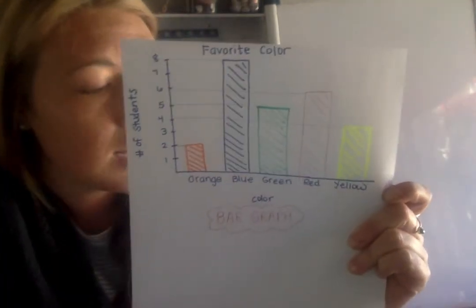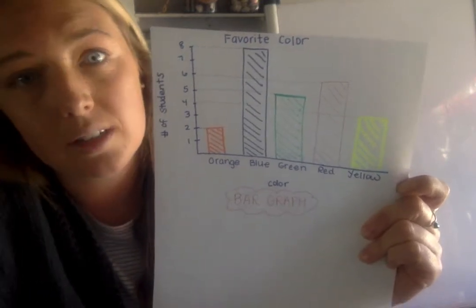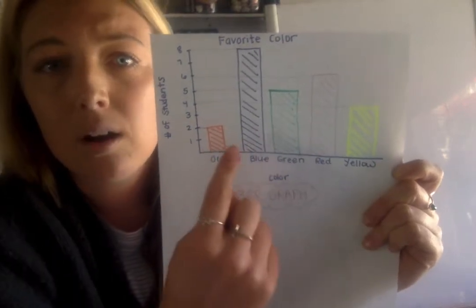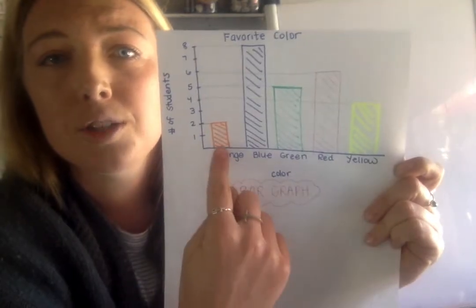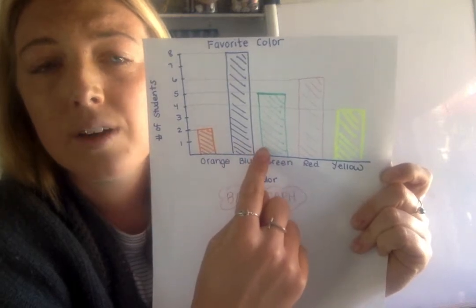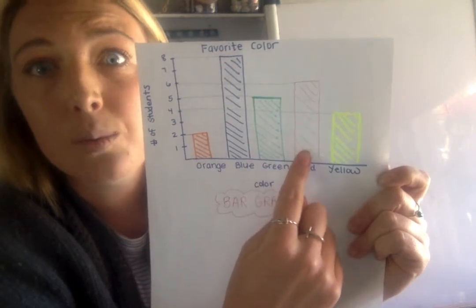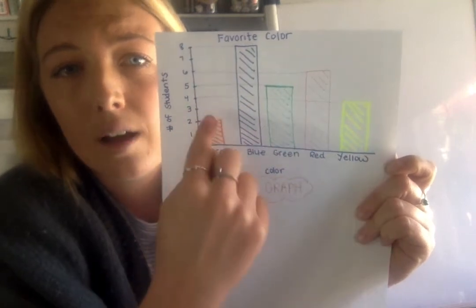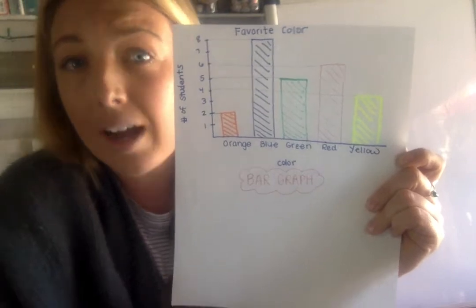What about how many students did not choose yellow as their favorite color? That means I want to add up all of the data of all of my different colors, not including yellow. So I can add up 2 plus 8, which is 10. 10 plus green, which is 5, is 15. 15 plus 6, that's 21. So 21 students. And I can add yellow, which is 4. So 21 plus 4 is 25.